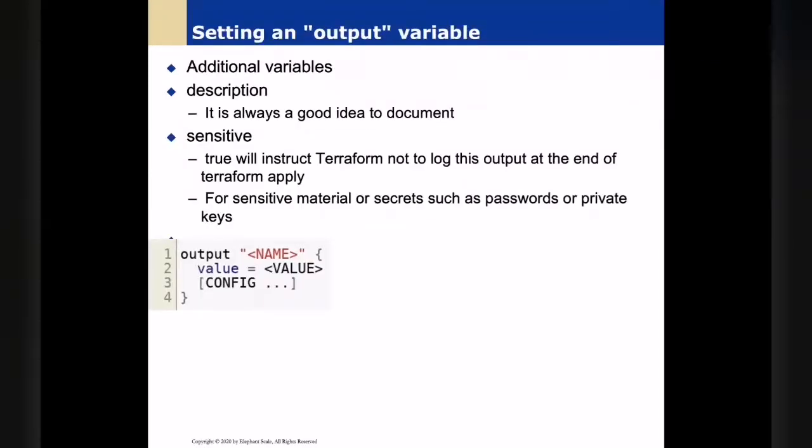Now, you may want to do some additional variables, output. Output variable simply says, when you have finished your work, tell me what it is that you have constructed. So the most common variable is the IP of the infrastructure that you have constructed. But there is also a parameter which says this is a sensitive thing, don't ever log it. So it will stay as private as it possibly can.